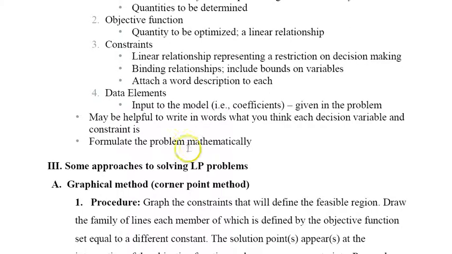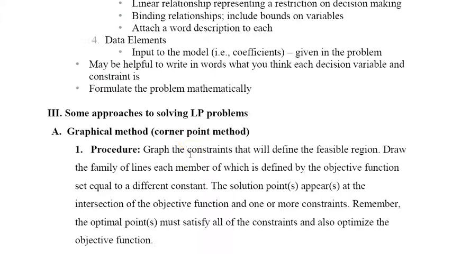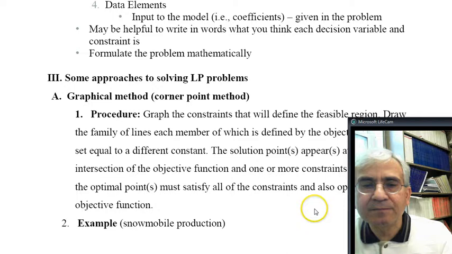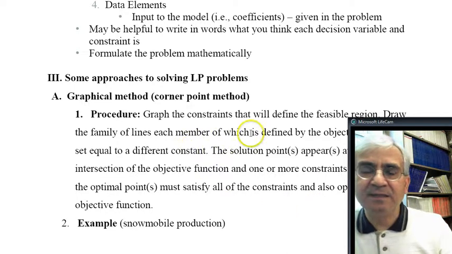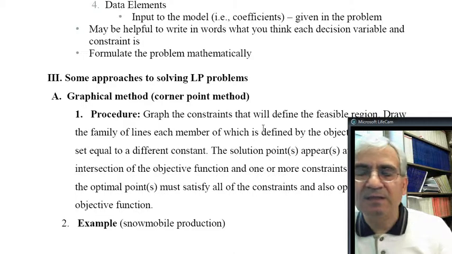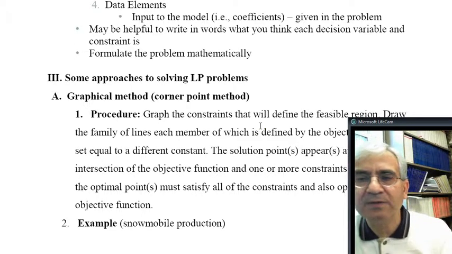Okay, once you have the mathematical formulation, now we're going to solve the problem. I want to solve the snowmobile problem we had graphically, sometimes called the graphical method or the corner point method. The basic idea of this is the following. You want to graph the constraints, and so you need to be able to graph equations of straight lines and also inequalities. If you don't know how to do that, it's time to go back and review how you do this. I'll review it quickly as we go along.